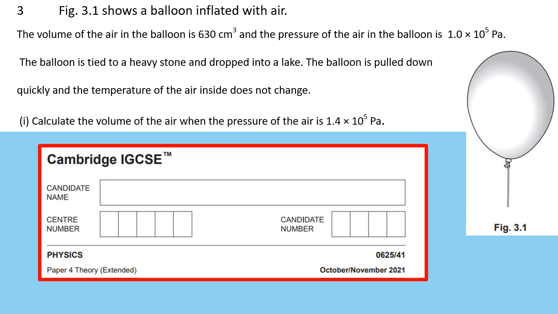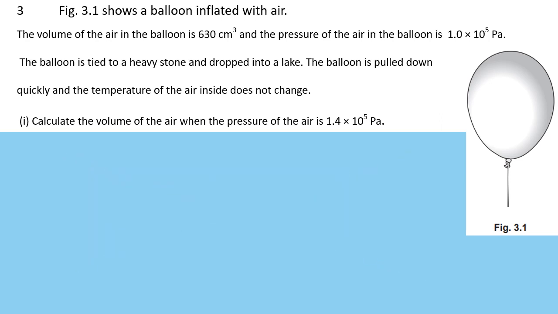Calculate the volume of the air when the pressure of the air is 1.4 times 10 raised to the power of 5 pascals. Please pause the video while you attempt to solve the problem on your own, and then continue to see how the problem was solved.